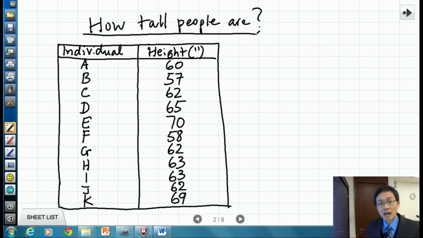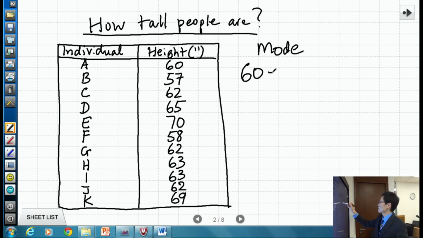So what are some of the ways that we can use to describe this data? One way to describe the data is to use the method of mode. The mode is simply the most frequently occurred scores in the data. So let's calculate the mode here. 60 inches, we have how many people? We have only one.